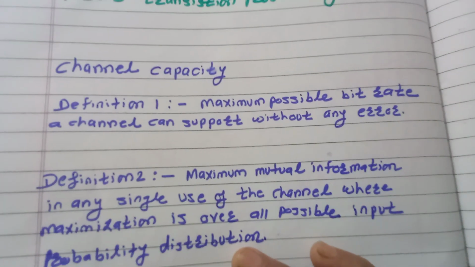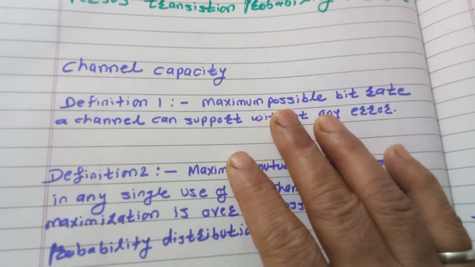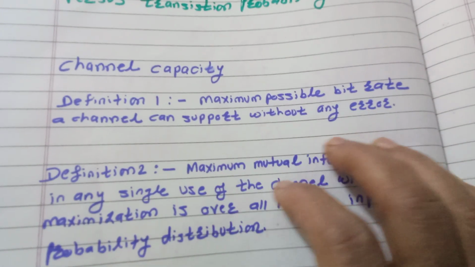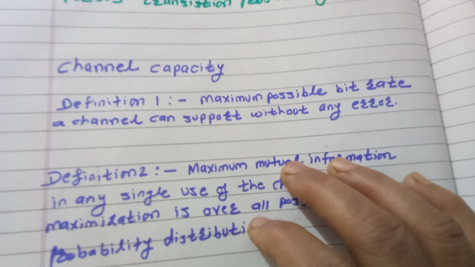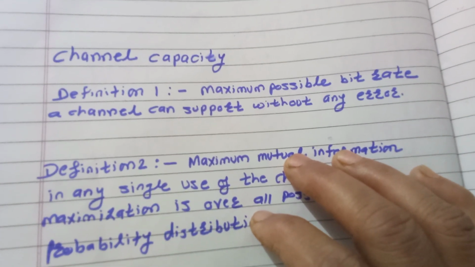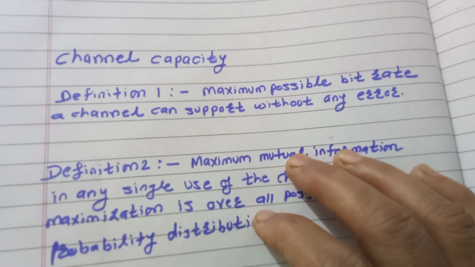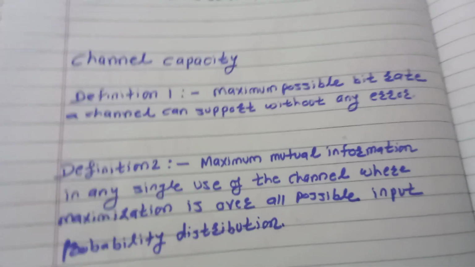There are two definitions for the channel capacity. First one is it is the maximum possible bit rate a channel can support without any error. That means we can say how many bits it can transmit without any error. So that is channel capacity.